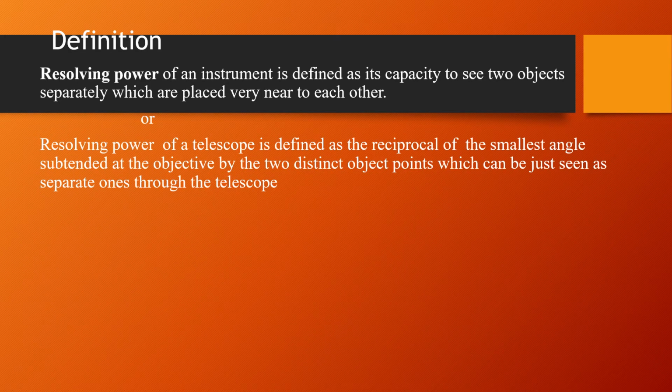Definition of resolving power. Resolving power of an instrument is defined as its capacity to see two objects separately which are placed very near to each other. And each optical instrument has a particular resolving power. Then what is the resolving power of a telescope? It is defined as the reciprocal of the smallest angle subtended at the objective by the two distant object points which can be just seen as separate ones through the telescope.